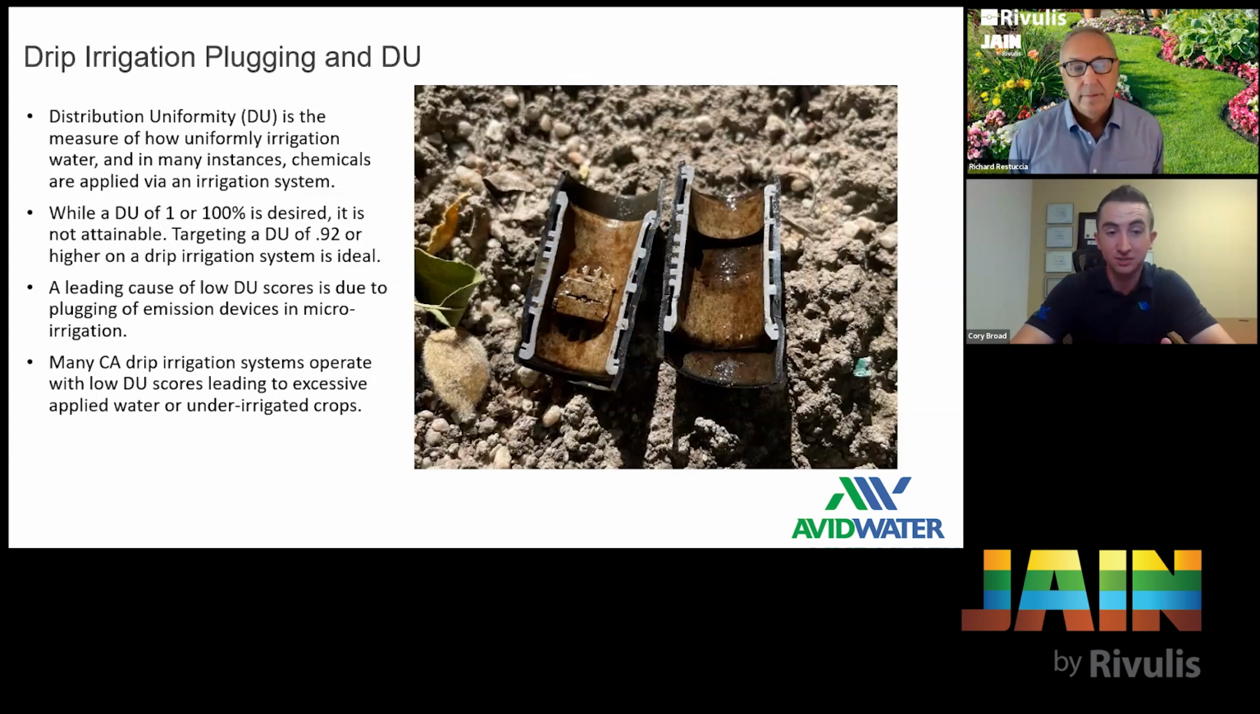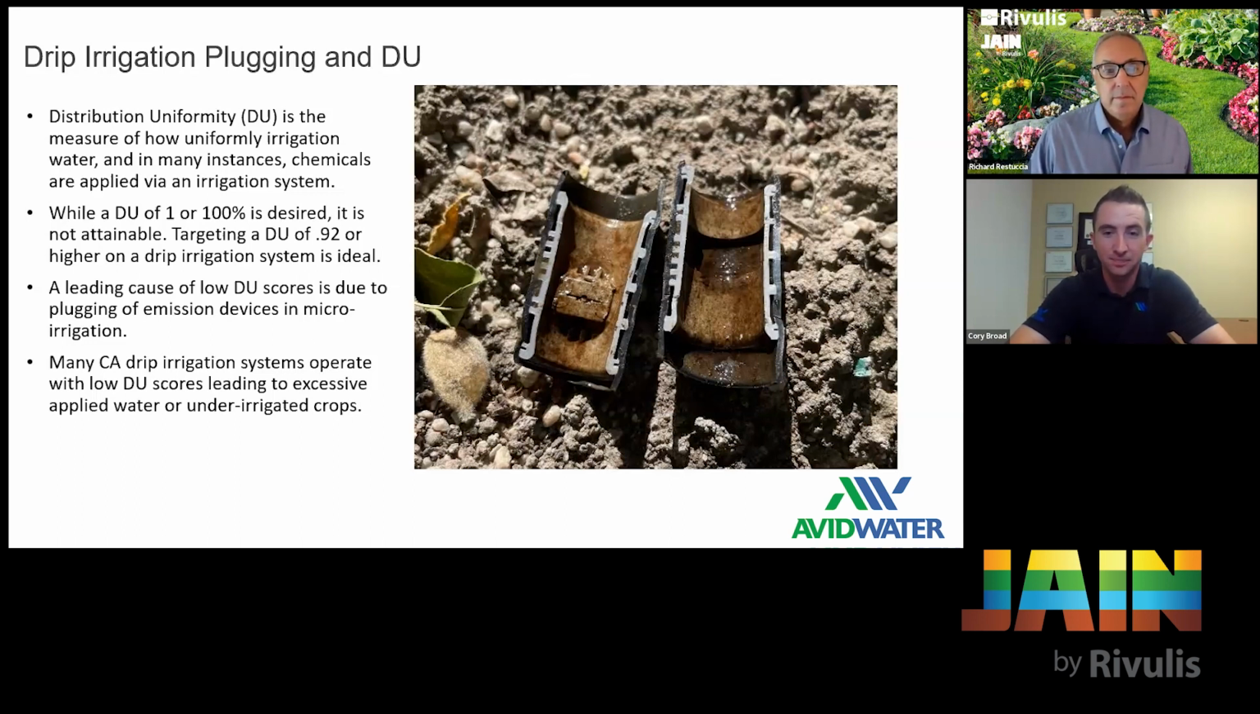A leading cause of low DU is due to plugging of emission devices. You can see the picture on the right-hand side. I took this picture 2 years ago. I remember very specifically. This was probably end of July, beginning of August, pre-harvest in almonds. It was probably 104 degrees out every single day. And these trees were starved of water, and we had to go out and perform a remediation treatment and a number of different things. This is before I had even left my previous role, and was just here to help out on some ideas of things we could do.